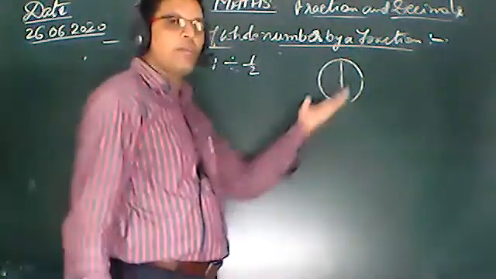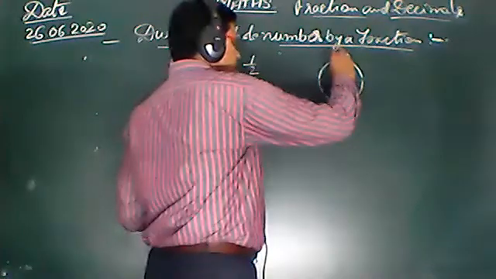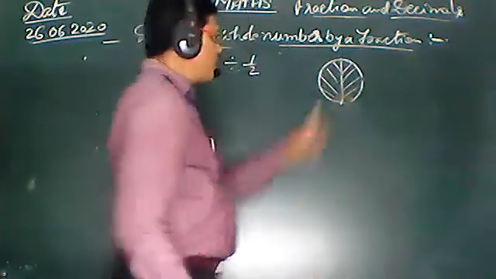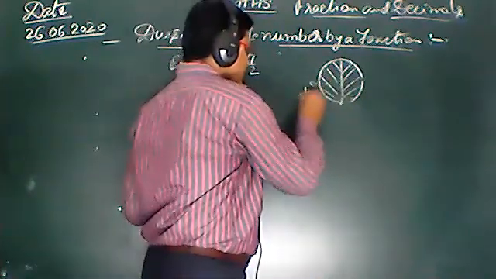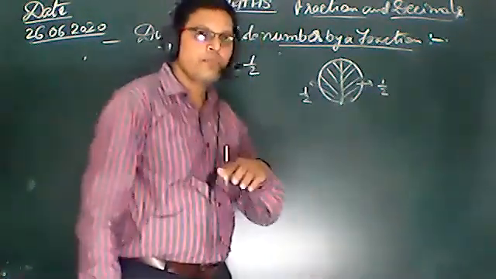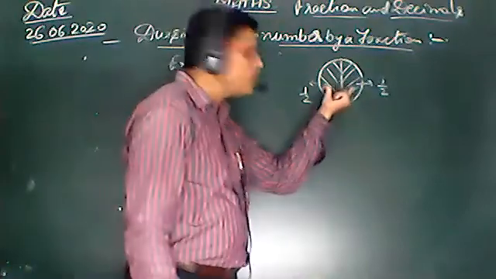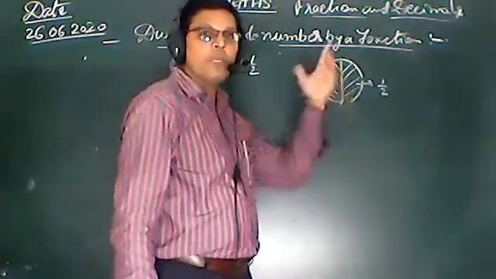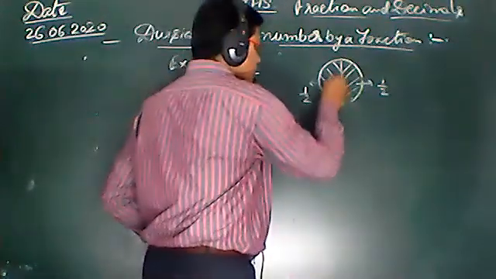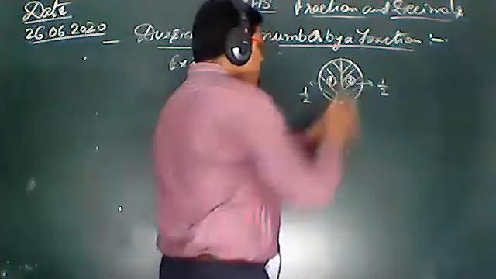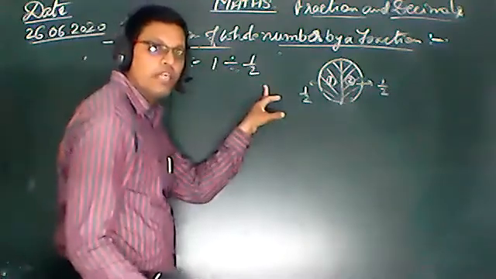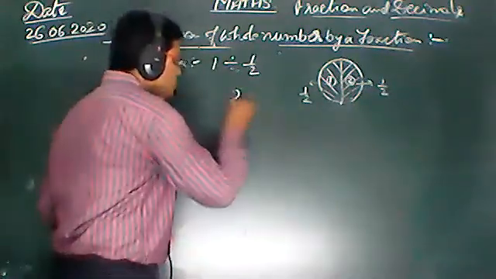मैंने देखिए आपके सामने हाफ पार्ट कर दिया. This is my half part. This part is 1 by 2, and this part is also 1 by 2. And I am asking you, how many parts are there? Obviously 2 parts. Yes, 1 and 2. These are the 2 parts. If 1 divided by 1 by 2, it comes 2.